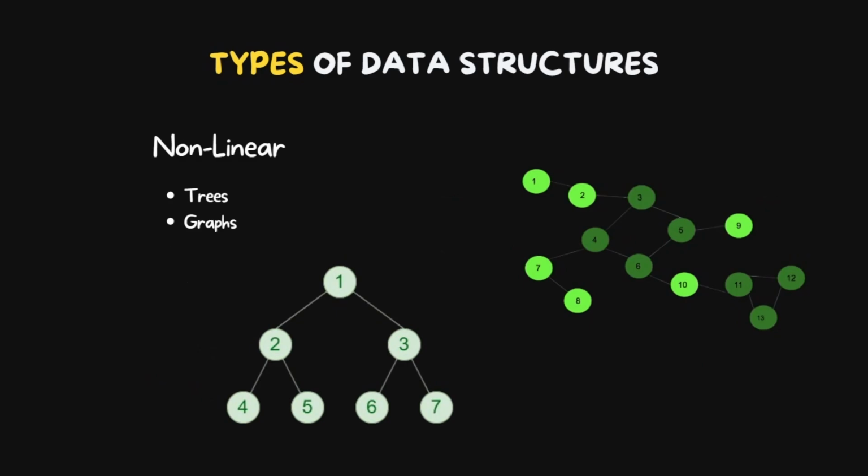Non-linear data structures like trees and graphs are more complex. They allow us to represent hierarchical or interconnected data. A family tree is a perfect example of a hierarchical data structure, while a network of connected devices can be represented as a graph. We will cover these types in detail in upcoming videos.